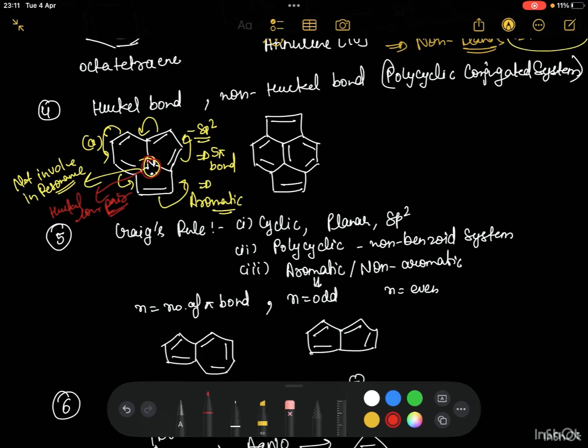Now this one: all are sp2, and this lone pair, this bond, this bond, this bond, this bond are going into delocalization. This bond is not involved in delocalization.